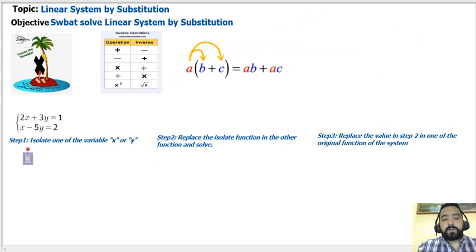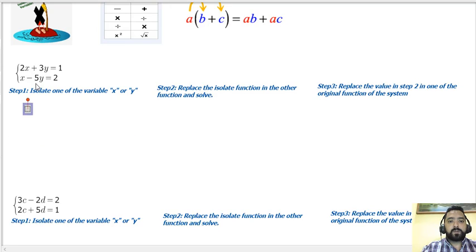Hi, today I will explain how to solve a linear system by substitution. But in this case, remember you have to know how to isolate variables. You have to remember the inverse operation and the distributive property. We're going to solve this system in 3 steps. I'm going to explain the first one.